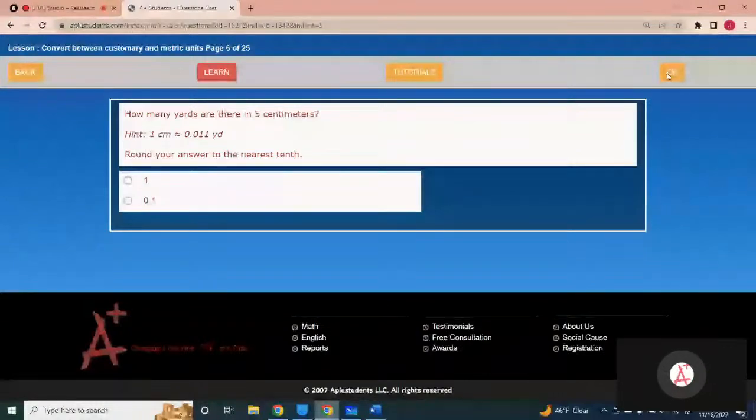Okay, how many yards are there in 5 centimeters? It would be 1 centimeter equals 0.011. So you have to round the answer. So what would be the correct option?